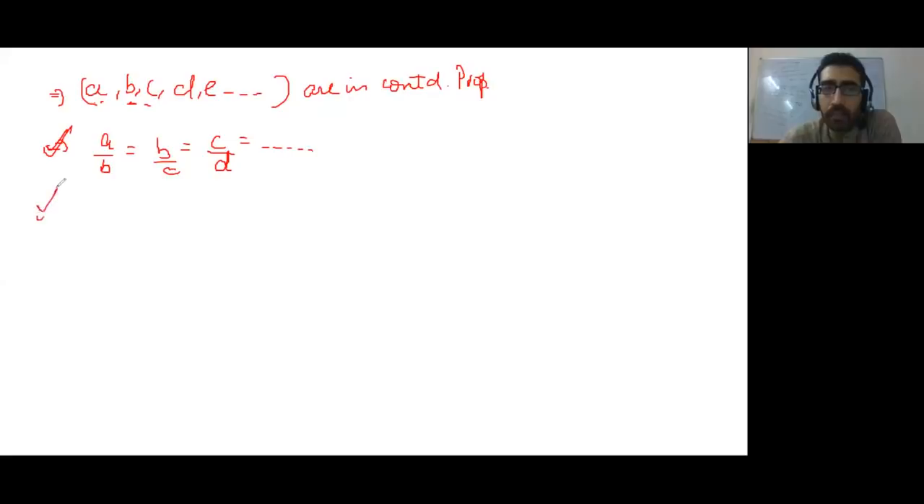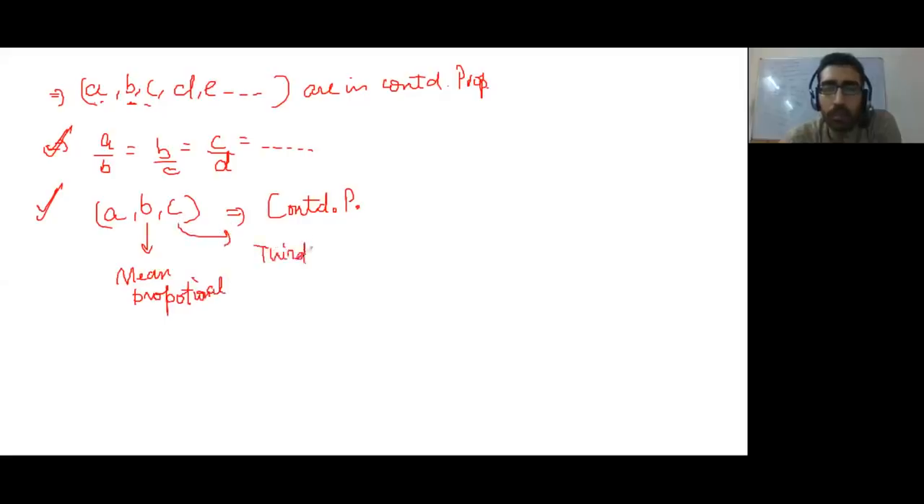Now, a special case. If only 3 quantities have been given, the question says A, B, and C are in continued proportion. When you're talking about 3 quantities, then B is known as the mean proportional, C is known as the third proportional, and A is known as the first proportional. And of course, the relation between A, B, and C remains as the one given above.